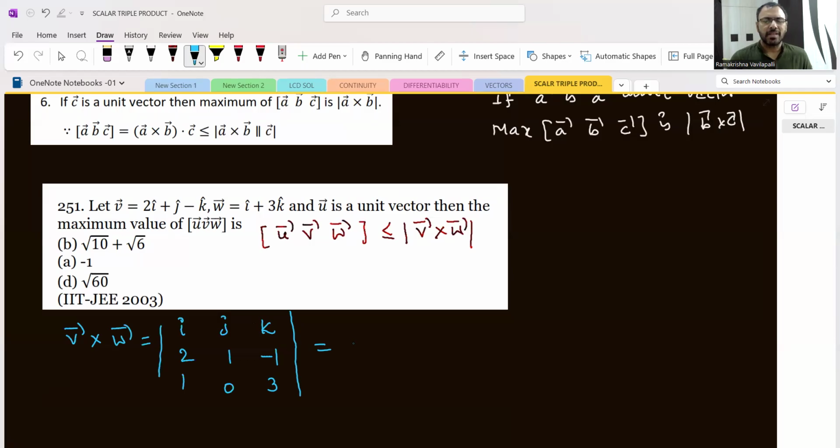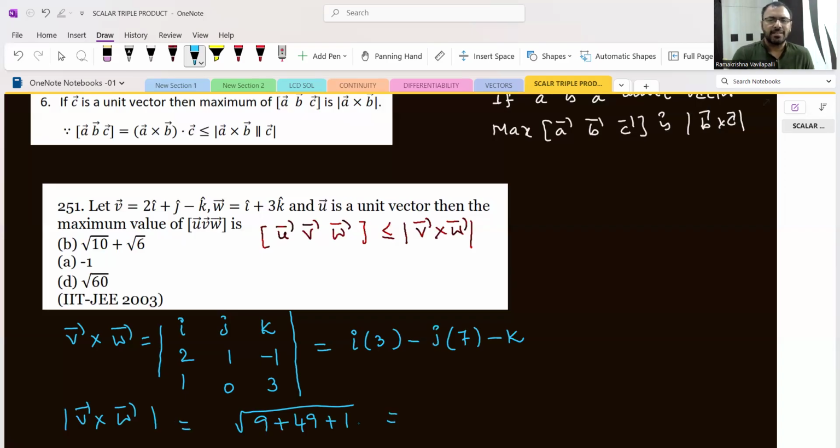i into 3, minus j into 6 plus 1, 7, and plus k into minus 1. That's it. Over. So what is the magnitude of V bar cross W bar? Its magnitude is equal to root over 9 plus 49 plus 1. That is root over 59.